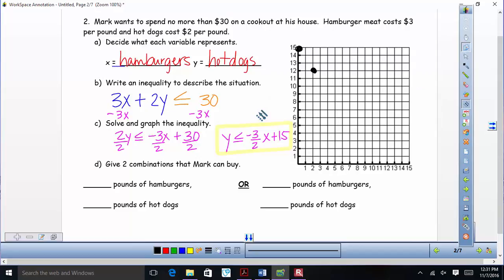Is it dotted or solid? Solid. It is solid because it's got an equal to. So draw it all the way down. Then I need to draw my arrows down and up, down and up. So if it's less than or equal to, am I shading below or above? Below. So everything with the down arrows.